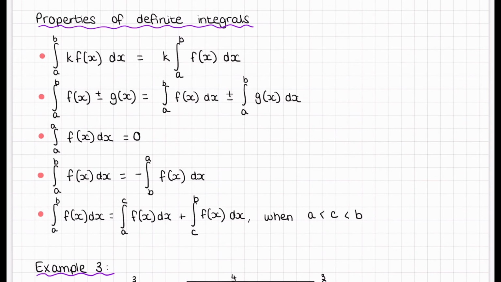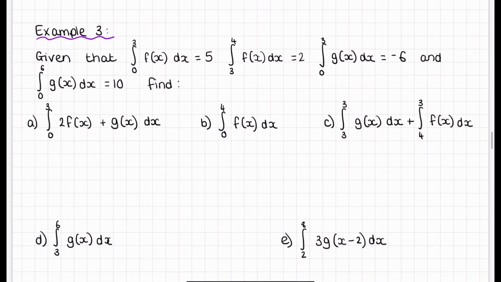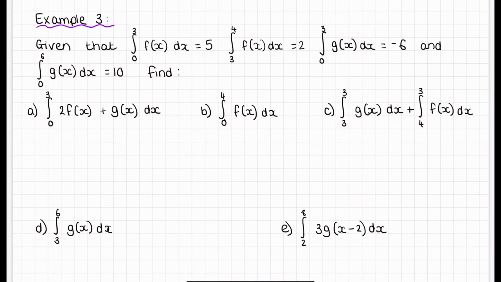And if we're going from a to b, we could separate into different parts, a to c and then c to b, but the values have to go with a smaller than c, which is smaller than b. All right, we've got an example that factors in all of these in some way. Given that we've got 4 different integrals here, we're going to find these different things.